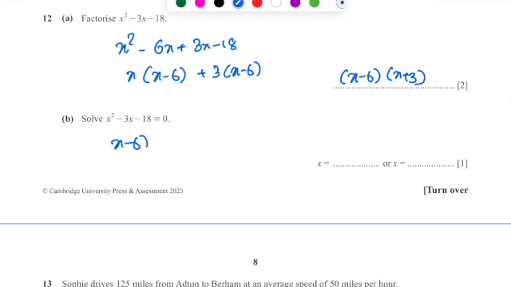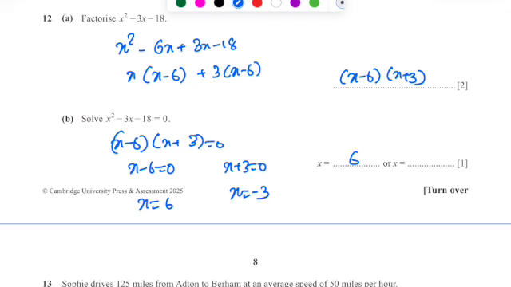Then x minus 6 times x plus 3 equals 0. So x minus 6 equals 0, so x equals 6. X plus 3 equals 0, so x equals negative 3.